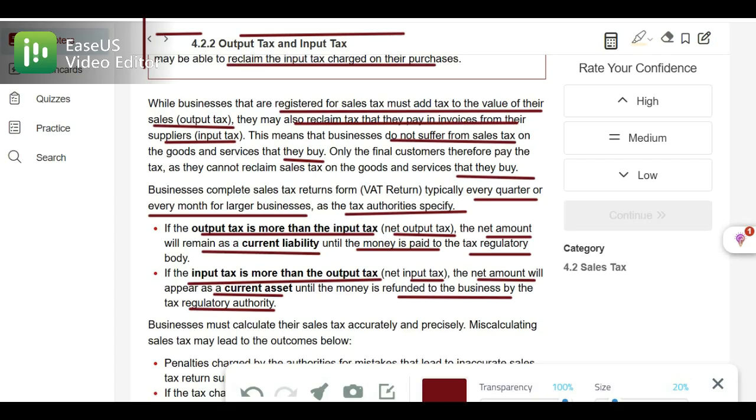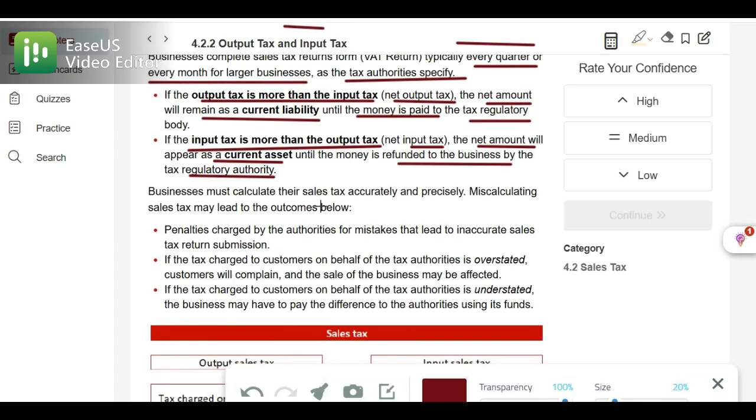Now let me move on. Businesses must collect their sales tax accurately and precisely. Miscalculating may lead to penalties, complaints, or losses. So businesses must calculate their sales tax accurately and precisely. Miscalculating sales tax may lead to the outcomes below.